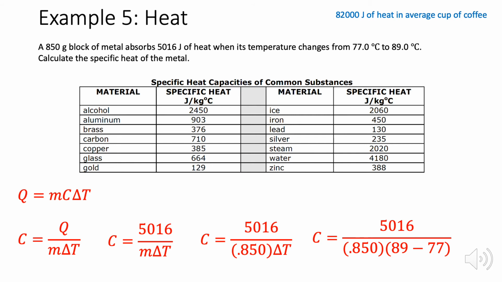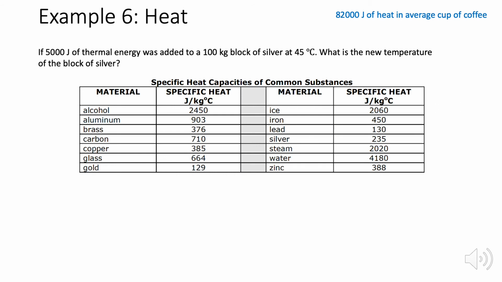And when you do this, you'll get that your specific heat is 491.8 joules per kilogram degree Celsius. Last question before we move on to our very last topic for today. So this question says, if 5,000 joules of thermal energy was added to a 100 kilogram block of silver at 45 degrees Celsius, what is the new temperature of the block of silver?